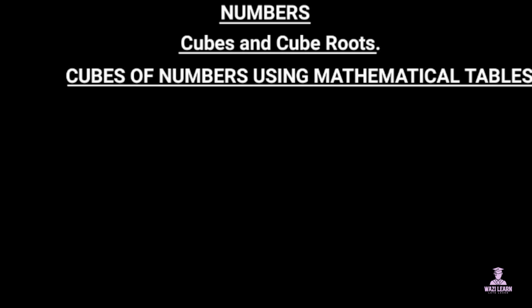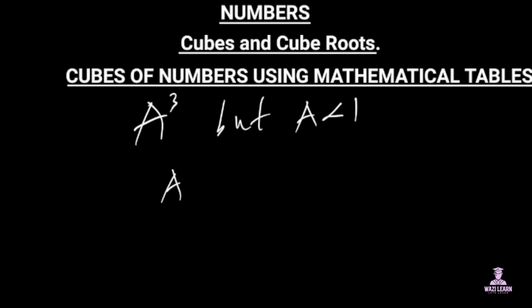Welcome to another lesson. In this lesson, we'll be finding the cube of a number which is less than 1 using a mathematical table. Let's say find the cube of a number A, but A is less than 1. That means it is a decimal. So you write it in standard form, where A times 10 raised to minus n, instead of raised to n, where n is a number.